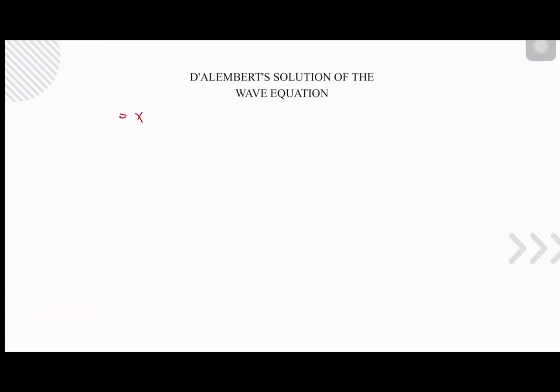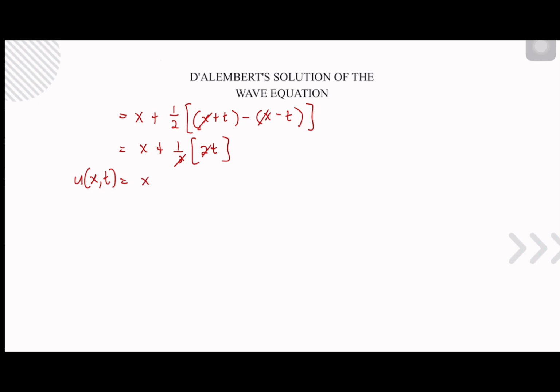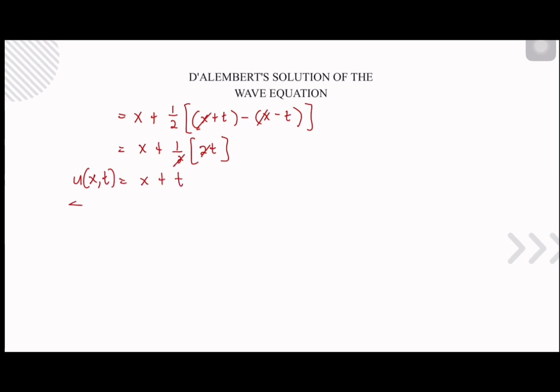But first, I will be rewriting the recent equation, which is x plus 1 half of x plus t minus x minus t. To simplify again, x will be cancelled out, so we will be left with x plus 1 half of 2t. And 2 will be cancelled out again, so our u of x, t is just x plus t.